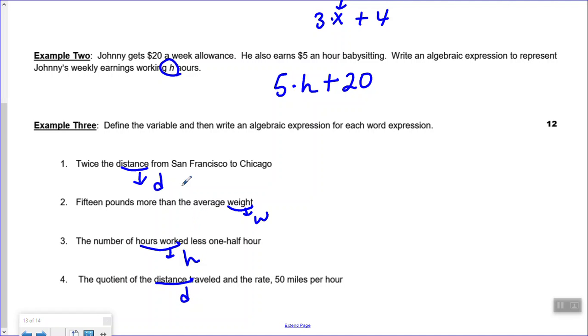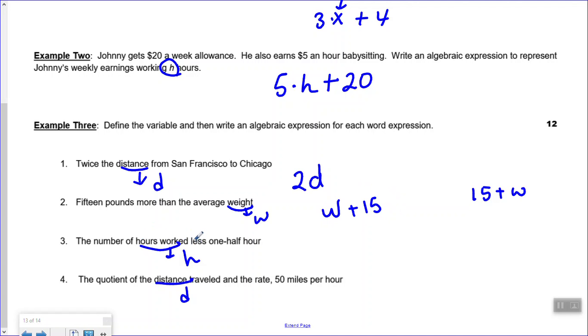Okay, and let's go with the questions. Twice the distance from San Francisco to Chicago. So twice is 2 times, so it's 2d. 15 pounds more than average weight is w plus 15. If you write 15 plus w, it's also correct because by the commutative property of addition, these are the same thing, but this is more accurate.